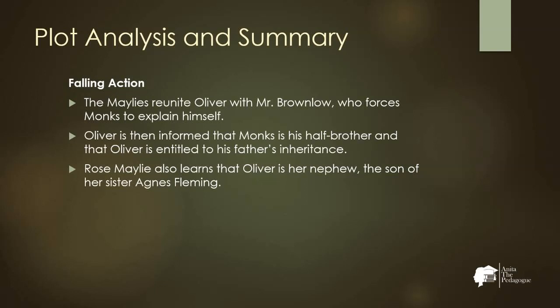Later, Monks took this gold locket from Mrs. Mann and threw it into a river with the hope that he would erase the history of Oliver and rob him of his father's properties. Oliver was also informed by Monks that he is Oliver's half-brother, and that Oliver is actually entitled to his father's inheritance. Through the confessions that Monks made, Rose Maylie also learns that Oliver is her nephew, the son of her sister Agnes Fleming.